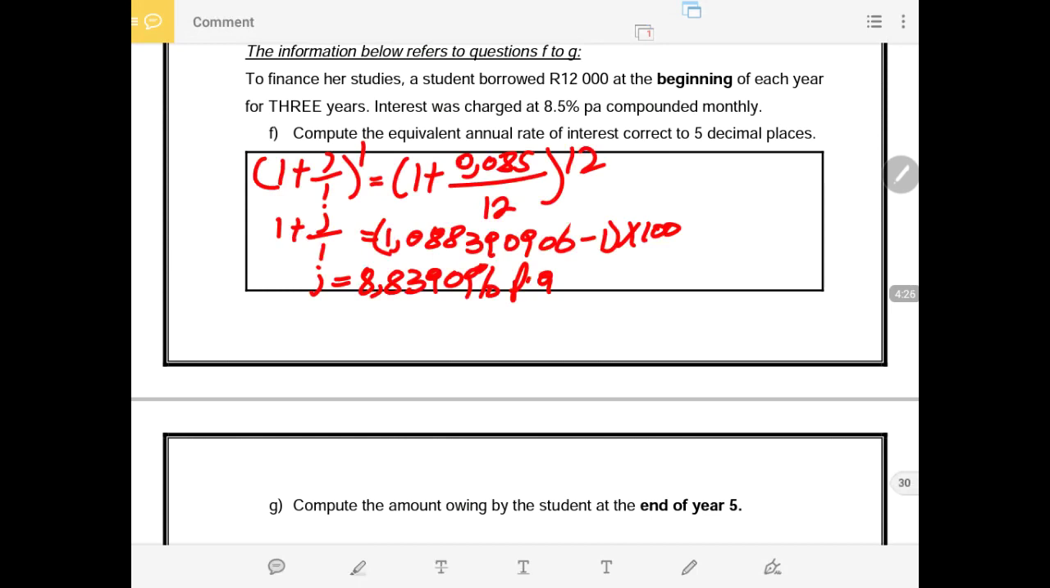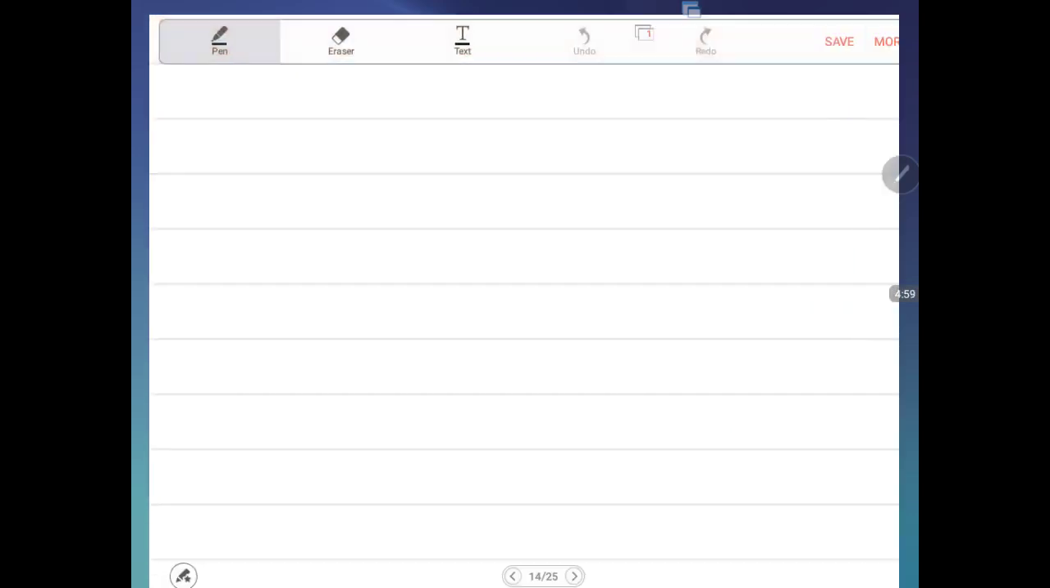So we have responded to the first requirement, and the conversion of the rate to an equivalent rate is not an issue. Now that we are done with that, we go to the very important part, number B, which is G currently, where we need to calculate the amount that the student owes at the end of year 5, taking into account the fact that the borrowing of money was made at the beginning of each year.